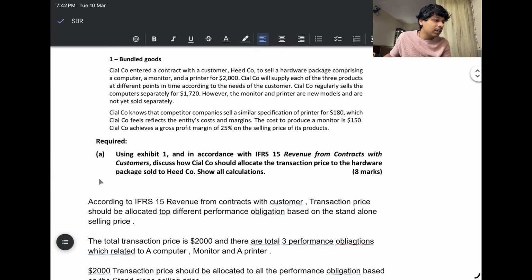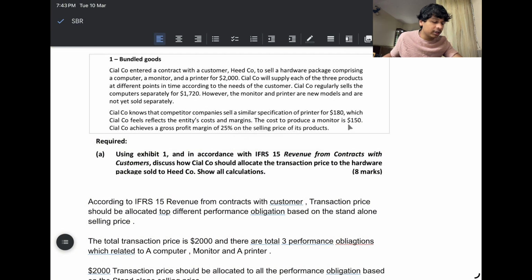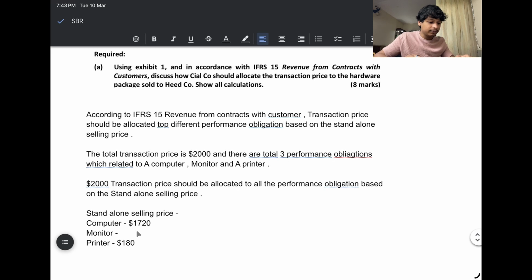Now comes the monitor, where CL company feels the price should reflect the entity's cost and margin. The cost to produce a monitor is $150. They have given you the cost, and we have to find the standalone selling price. CL company achieves a gross profit margin of 25% on the selling price of its product, which means the gross profit margin is on the selling price. So the cost is $150.